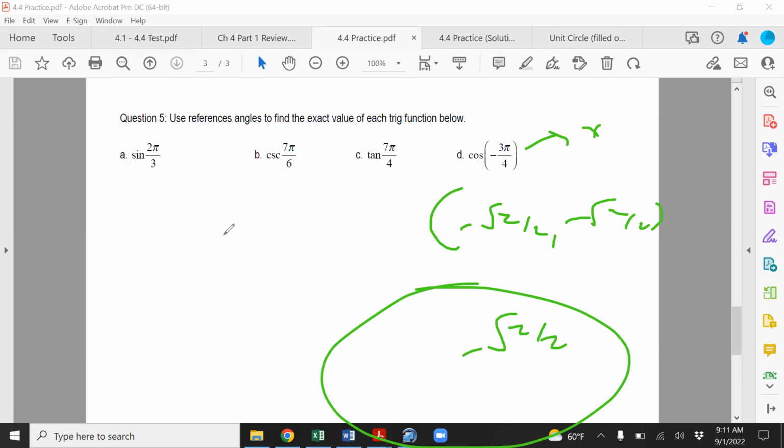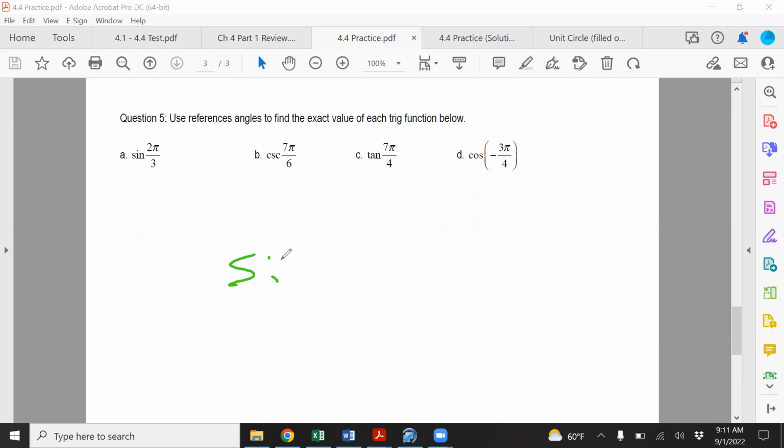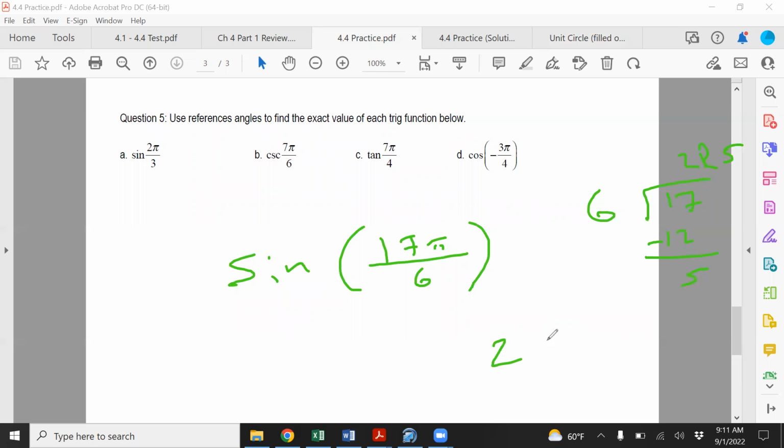Okay, let me give you a wacky one then. Let's say I'm asking you to do sine of 17 pi over 6. If you think old school division, that goes in twice with a remainder of 5. So that means that's going to be 2 pi plus 5 pi over 6. Well, 2 pi is 1 revolution, right? 2 pi is 1 revolution.